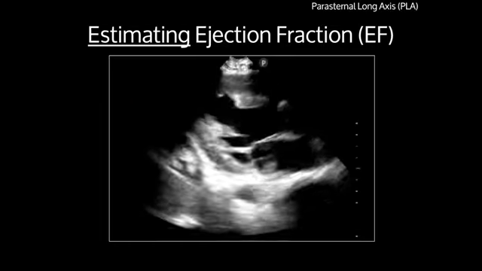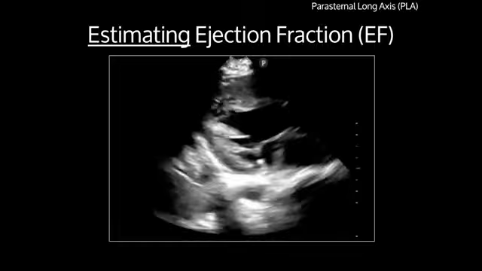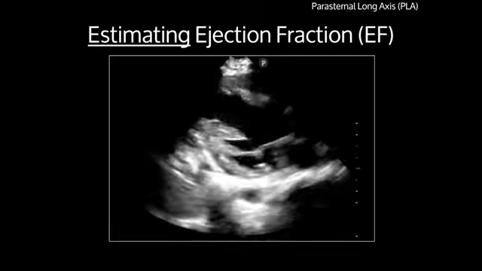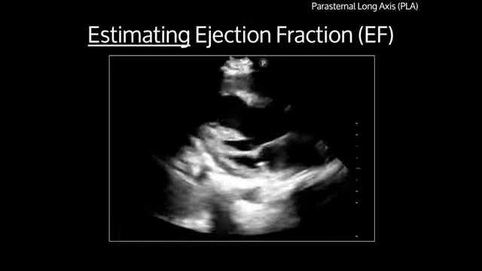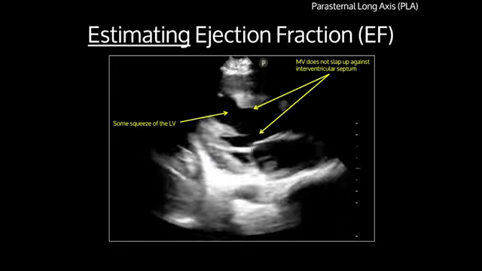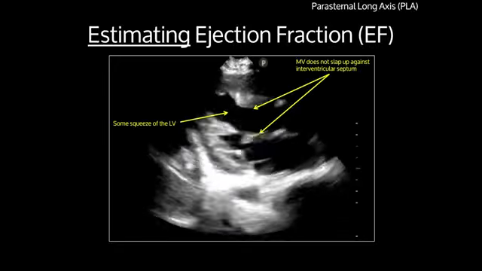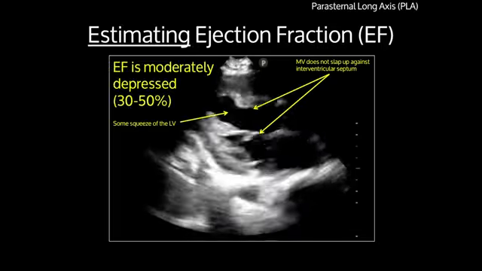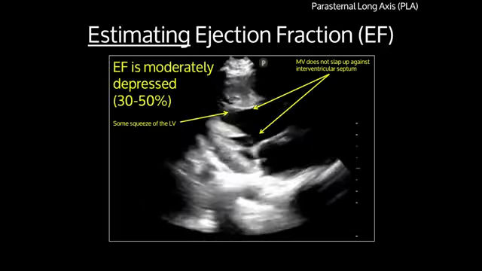In this ultrasound image, the anterior mitral valve leaflet does not quite make it to the interventricular septum. Additionally, the squeeze of the ventricles just isn't as good as the last image. This EF is consistent with moderately depressed at 30 to 50%. How do we know it is not severely depressed? Look at the next image.